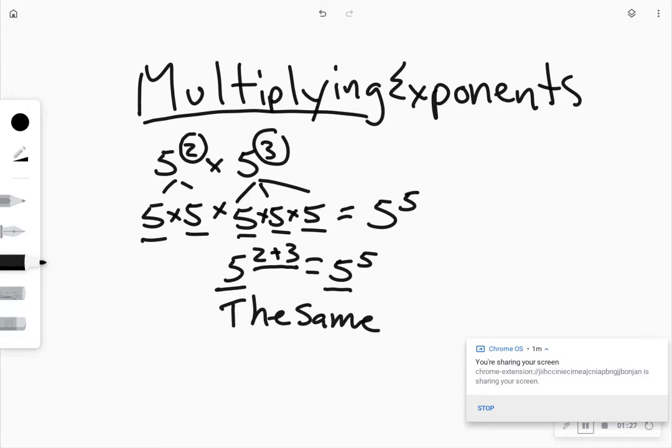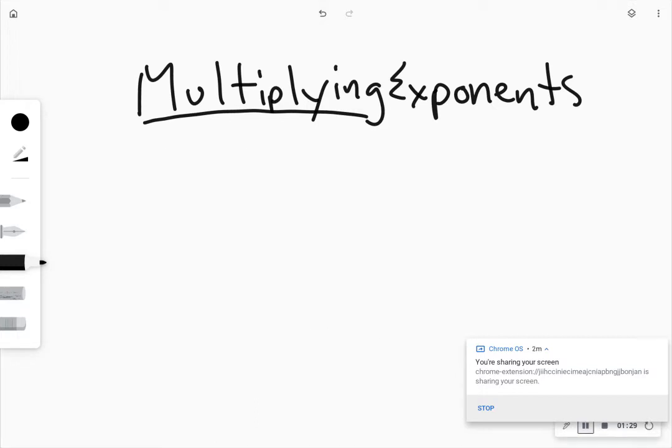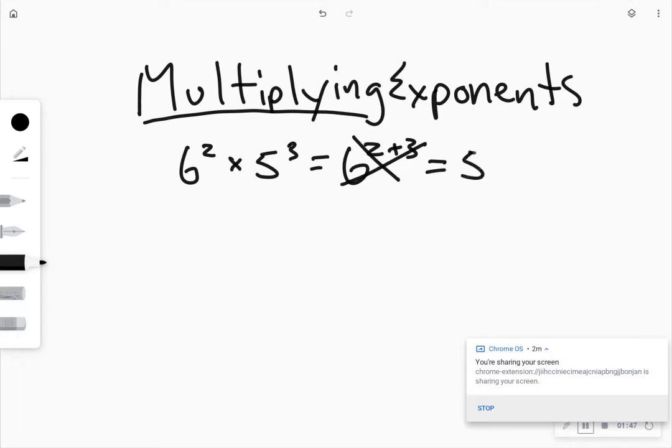Let me show you an example. Let's say I had something like this. Well, I can tell you right now that if you were to put this into the calculator, this is not the same as this. It's also not the same as this. So, in order to add these exponents together, these bases have to be the same. And in this case, the 6 is not the same as a 5.